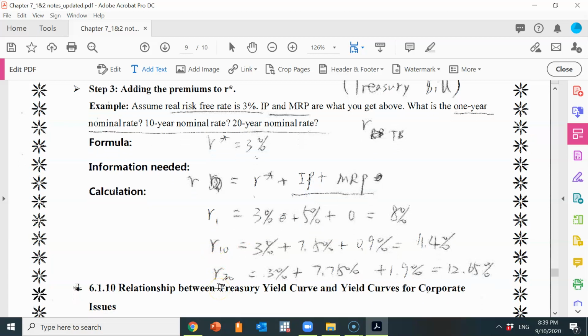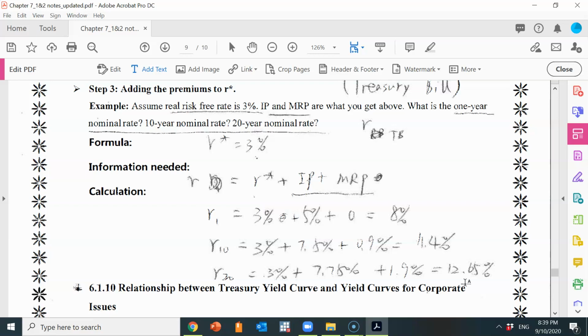Interest rate for a 20-year bond. We just need to use the real risk-free rate 3% plus IP 20, the inflation premium for 20 years, from step 1, which is 7.75%. Plus MRP 20, from step 2, we know it's 1.9%. So the total interest rate for a 20-year bond is 12.65%.